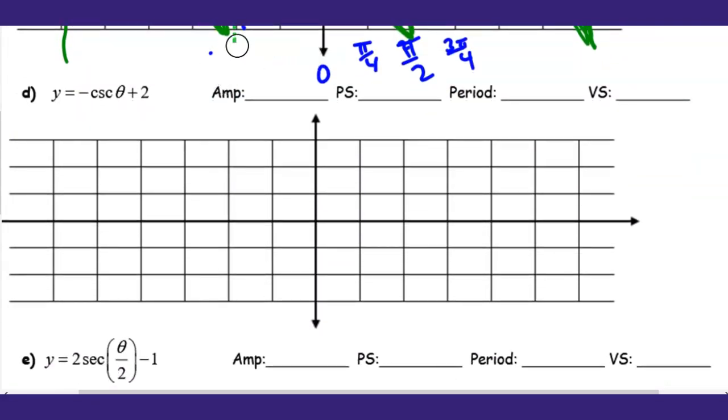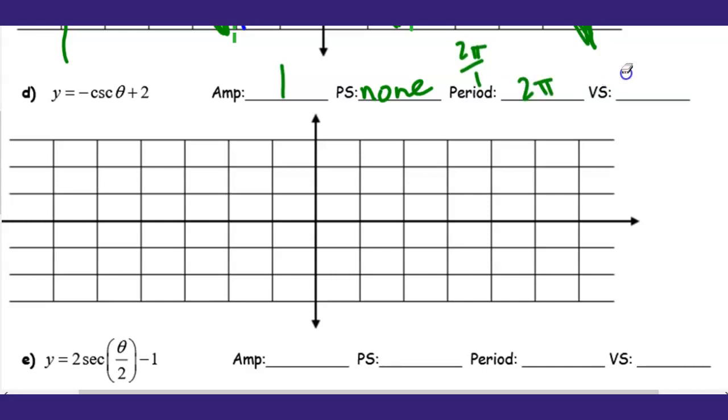For this next one, negative cosecant theta plus 2. Amplitude, what's amplitude? 1, right? We got an invisible 1 right there. Phase shift, is there a C? So phase shift will be none. Period, what's k? 2 pi over 1, good. K is 1, so that's 2 pi. What's the vertical shift? Up 2.